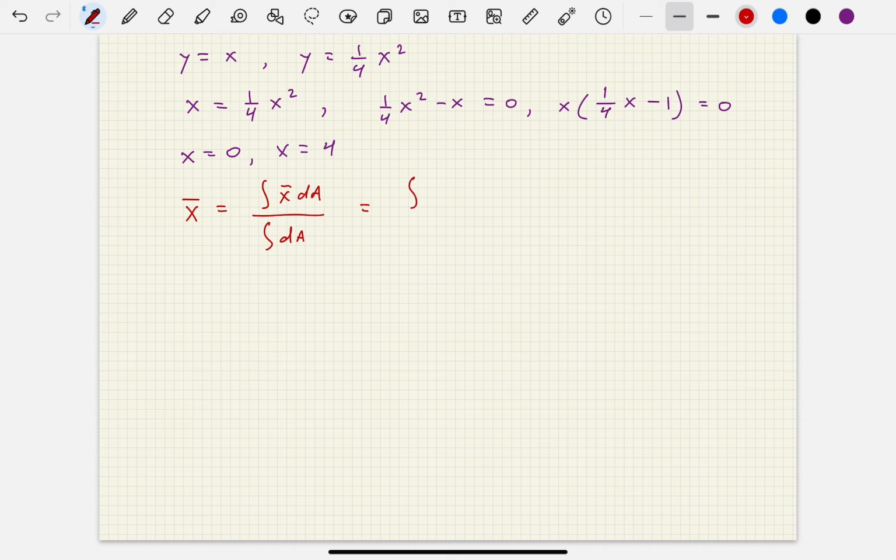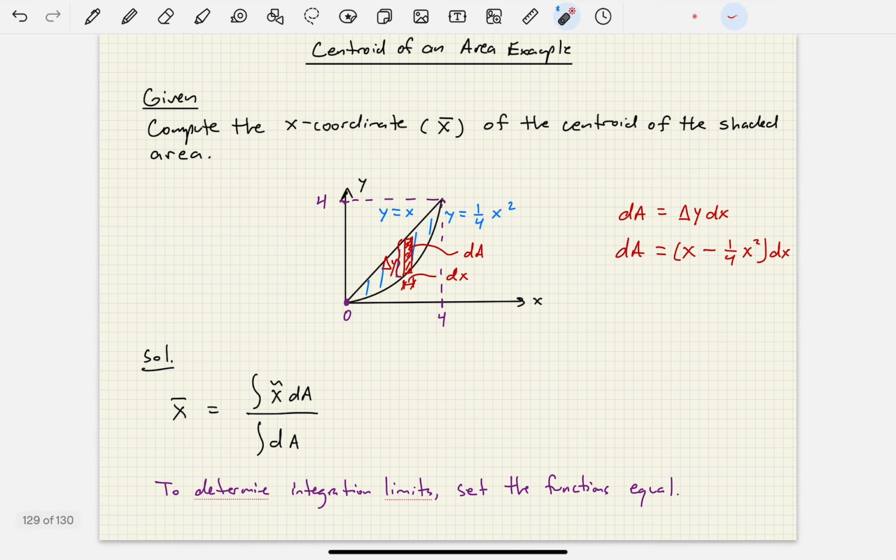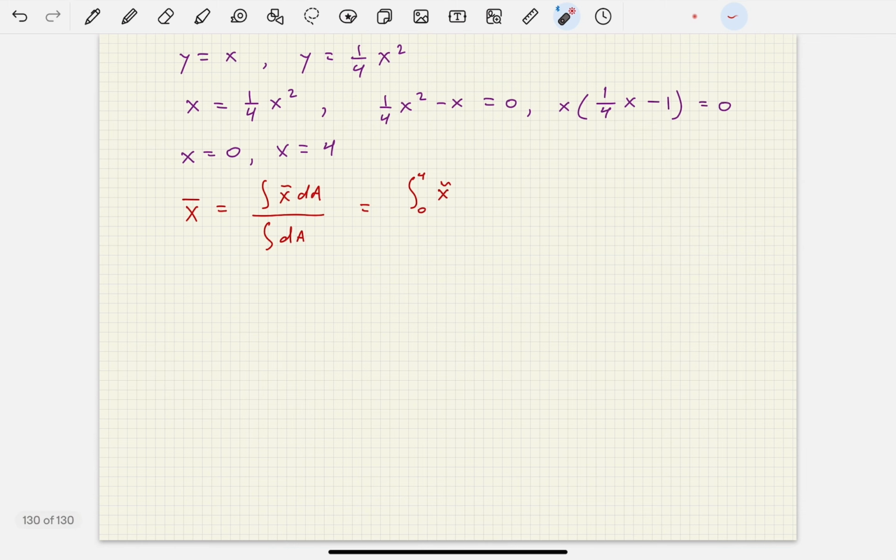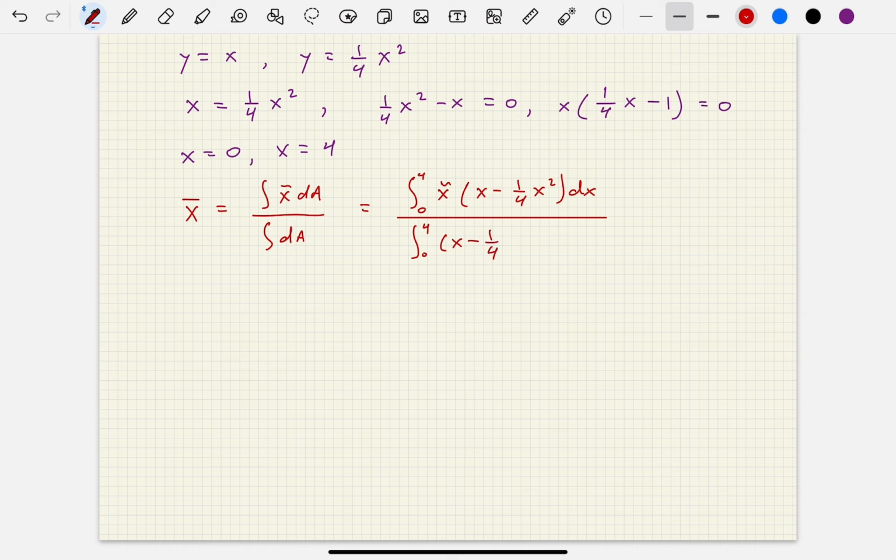So that top integral, that numerator, is going to be the integral from 0 to 4 of x tilde, and then what did we say dA was? dA was this expression here, right? So I'm going to say times x minus 1/4 x squared dx, and then all that's divided by the integral from 0 to 4 of dA, which again is just x minus 1/4 x squared dx.